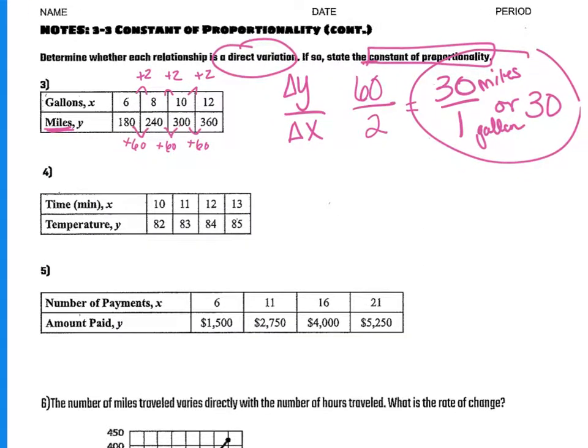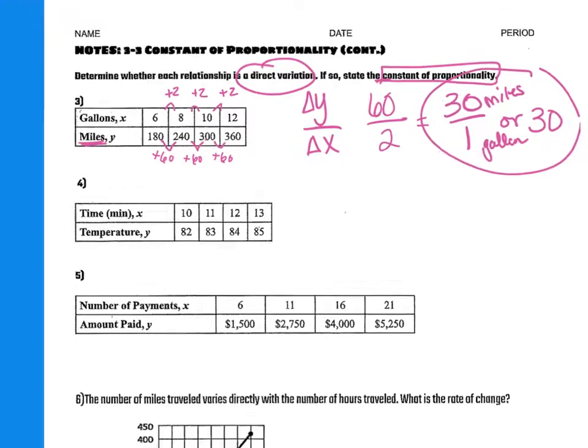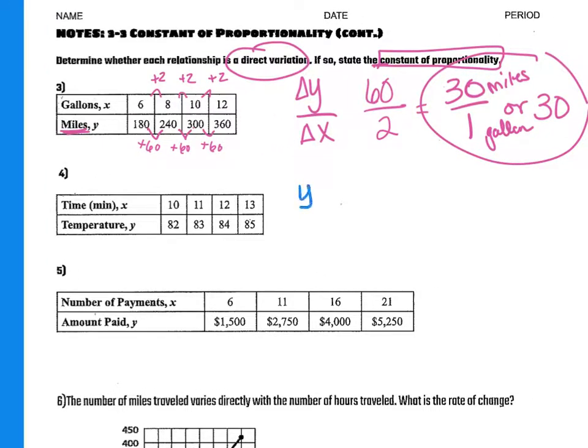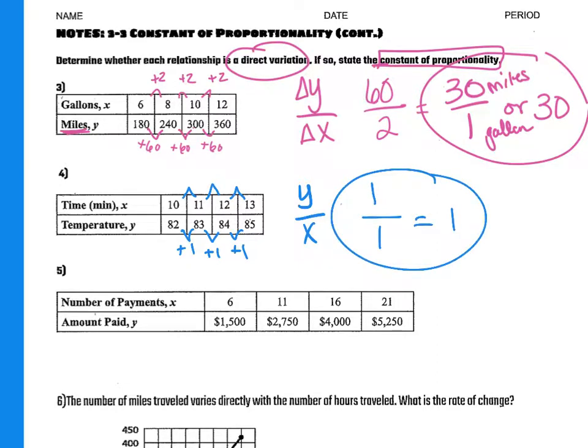Then on number 4, same thing. I want my change in y to go on top, change in x to go on the bottom. My change in y, my temperature is going up just 1 degree each time. 82 to 83, 84 to 85. So my change in y is 1. Then my change in x, 10 to 11, 11 to 12, also going up by 1. So the answer would be 1. And what that means is it's like changing 1 degree every minute. So the temperature is rising 1 degree every minute.